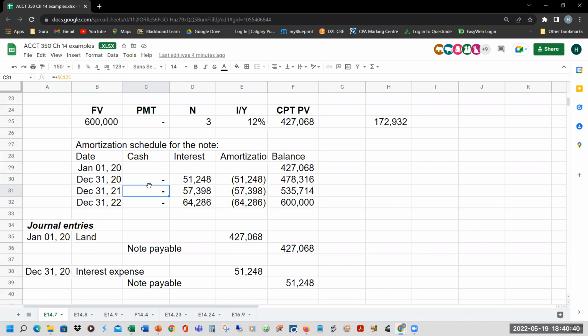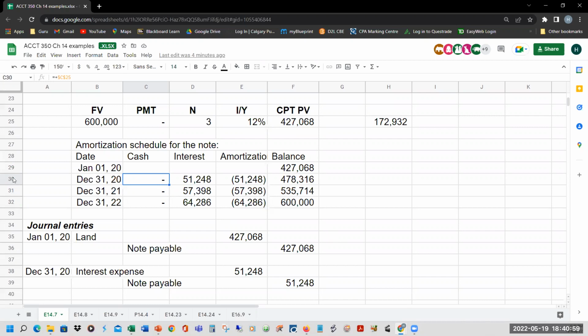So basically, Spartan pays the one-time lump sum payment of $600,000, right? That's all they're going to do. And that's not a partial payment. It's just paid one time. There is no partial payment. So let me walk you through the journal entries here.